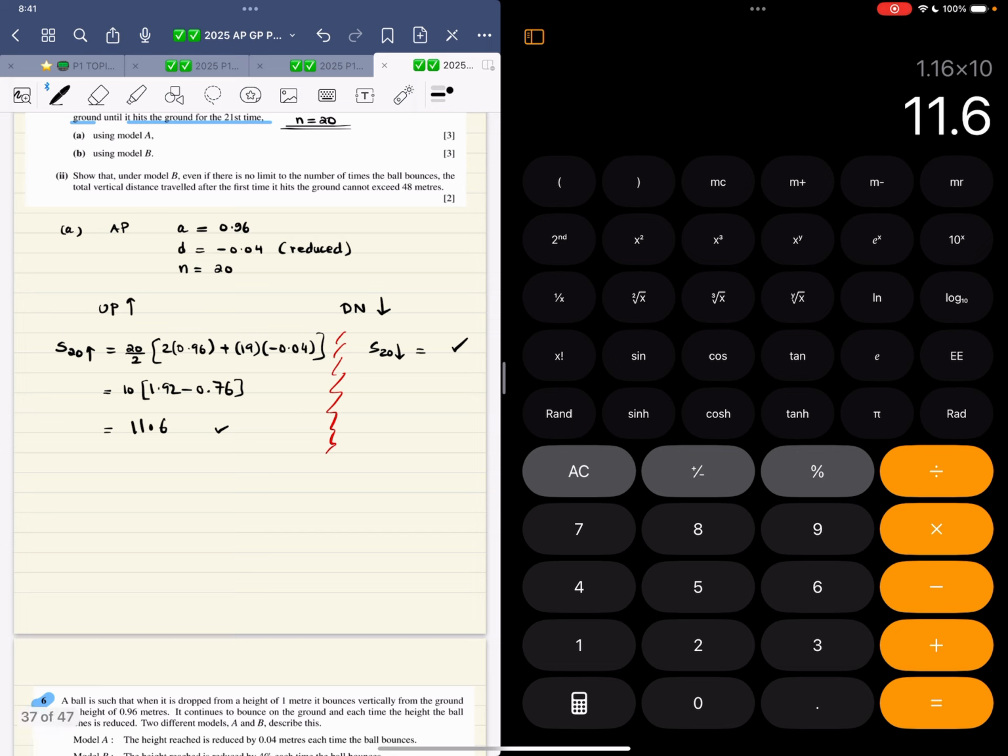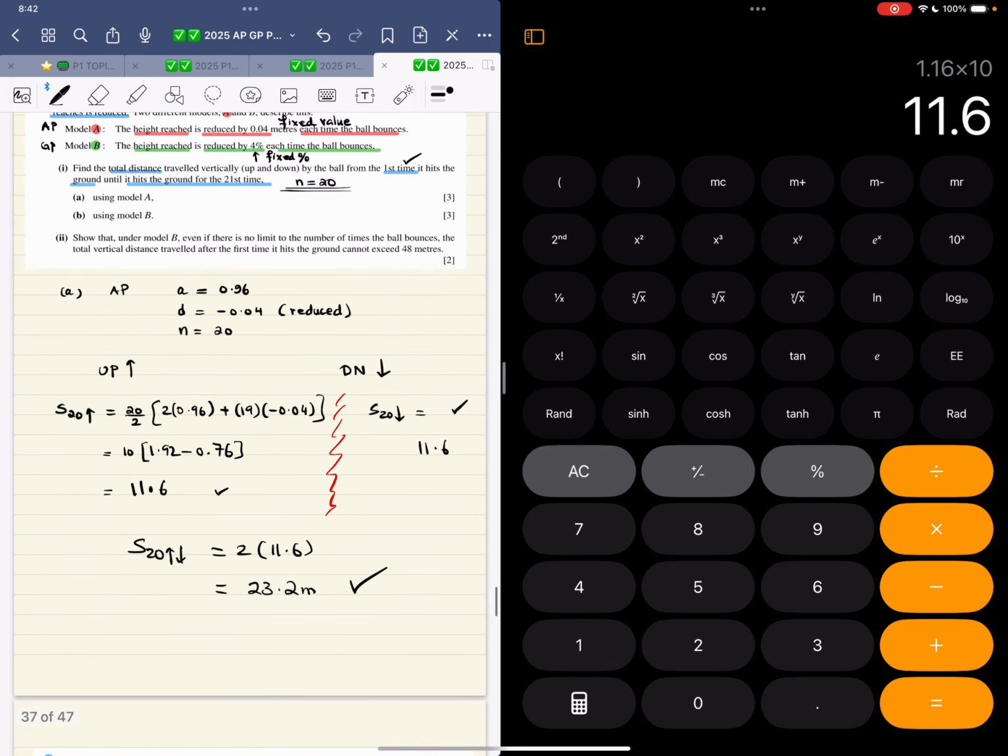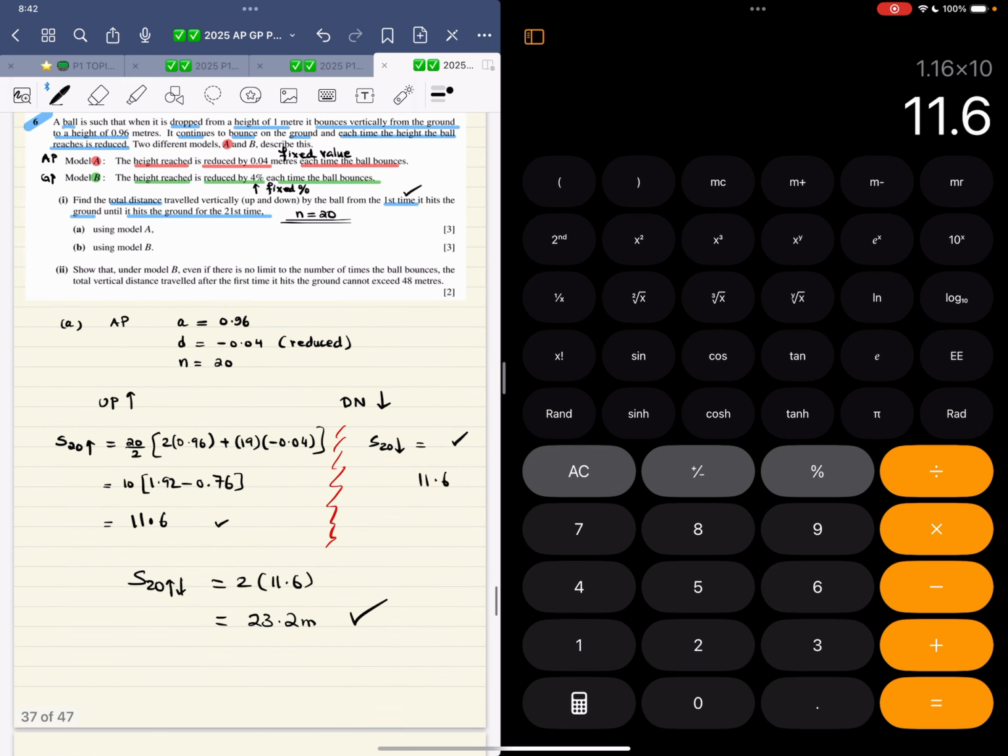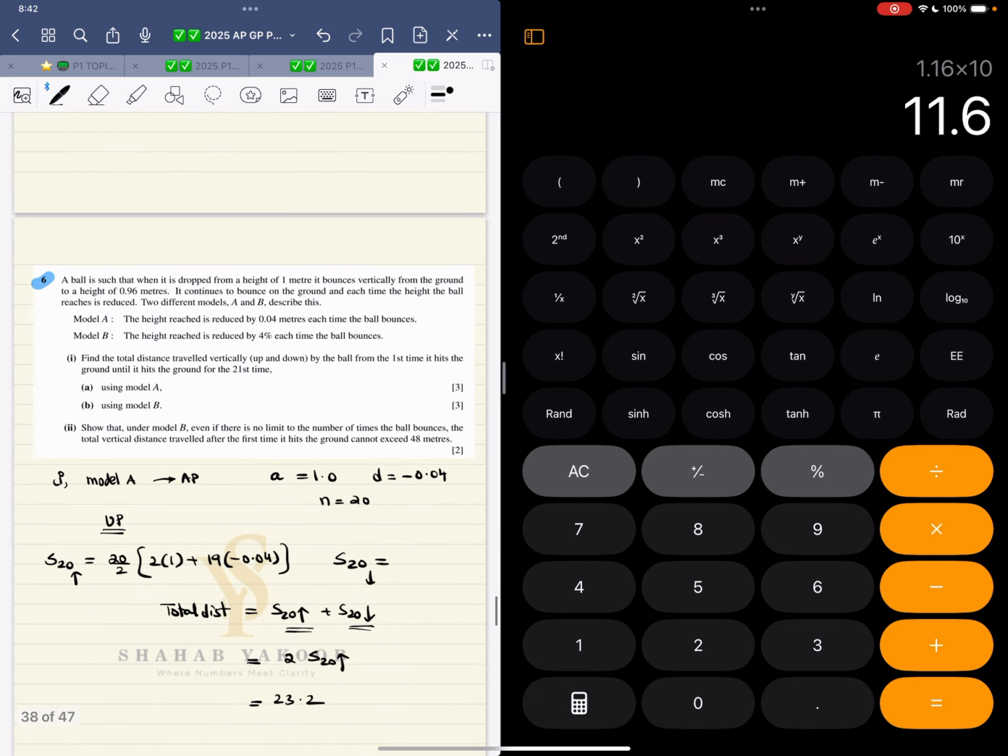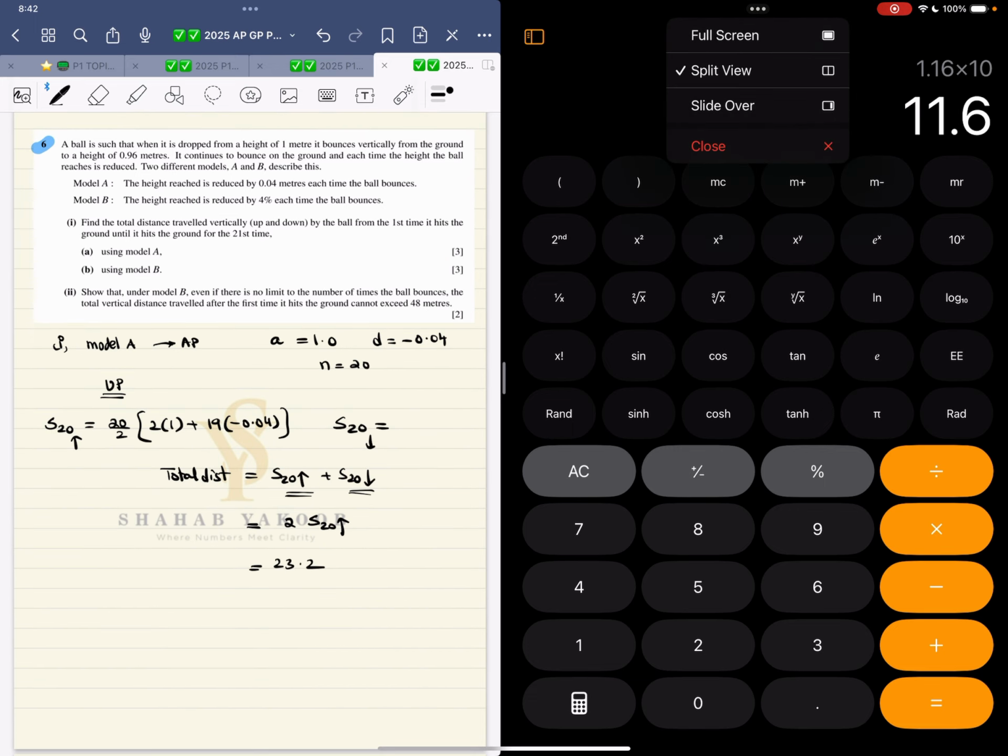And sum 20 down is also 11.6. So therefore, sum 20 up and down, that is 2 times 11.6. That is 22 plus 1.2, that is 23.2 meters. That is how this first part is done and dusted. So now let's move to the second part. Let me remove this thing for right now.